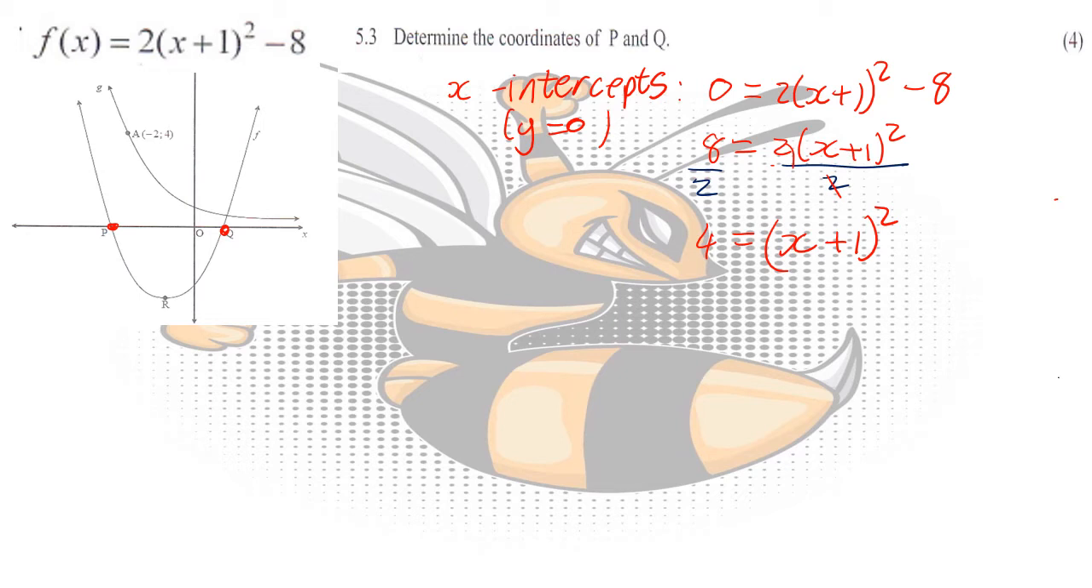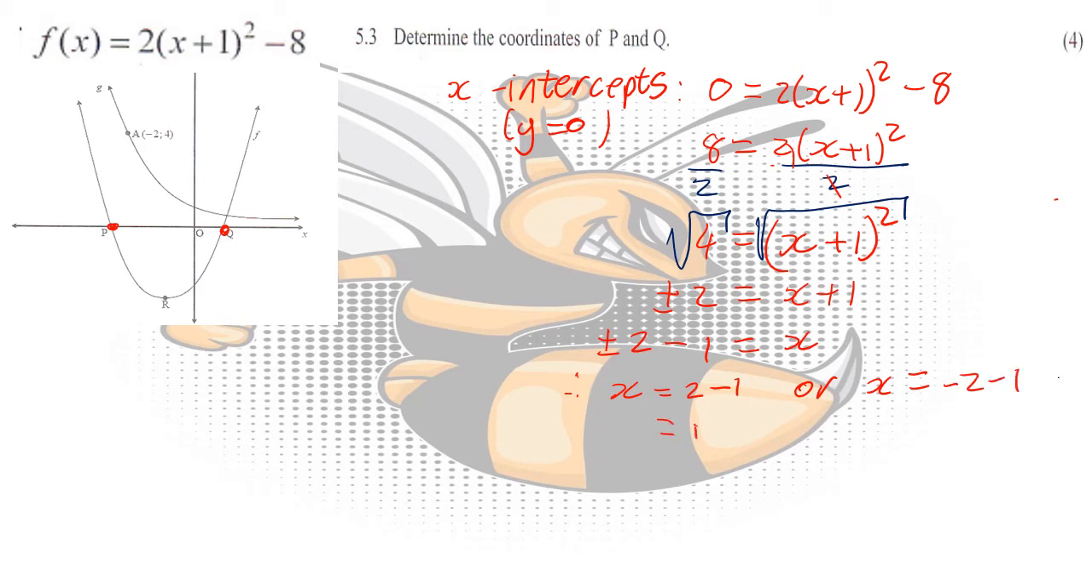From there I can then take the square root on both sides to get rid of the power of 2. And remember, if we take the square root, our answer is technically ±2 = x + 1. And then from there we can say x = ±2 − 1. Therefore, x = 2 − 1, or x = −2 − 1, and x is either 1 or x is equal to −3.